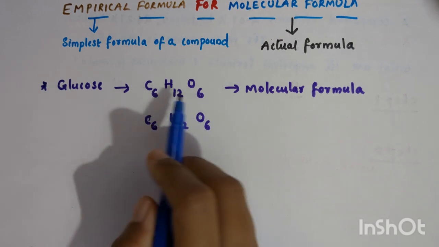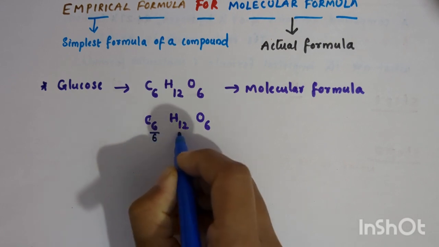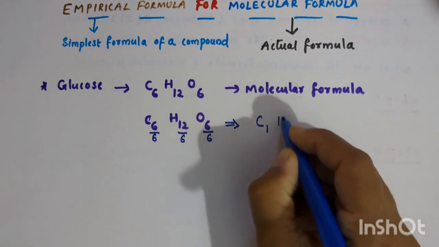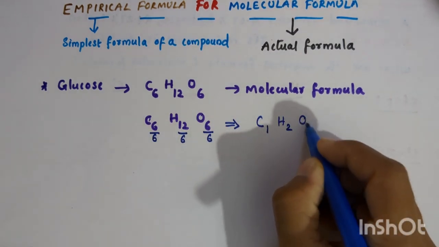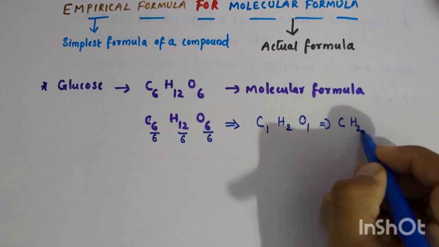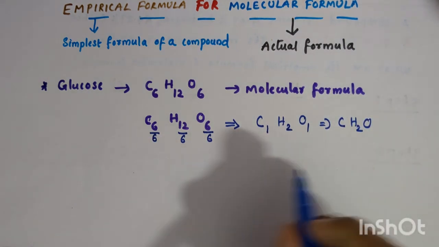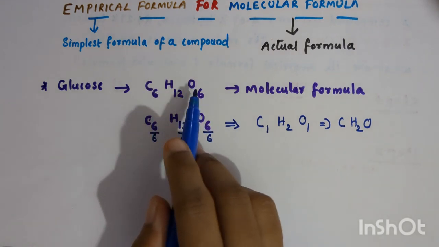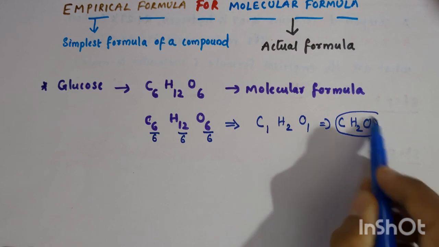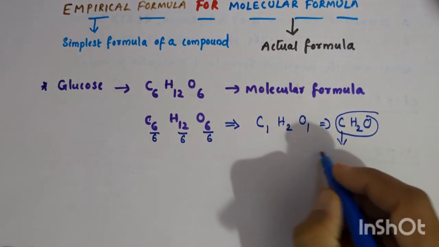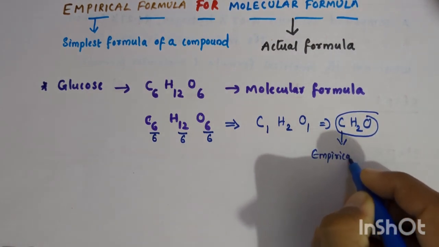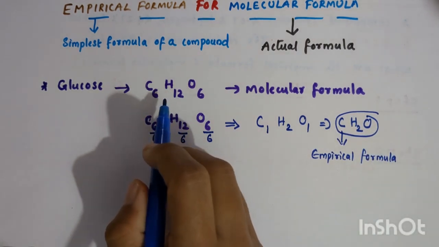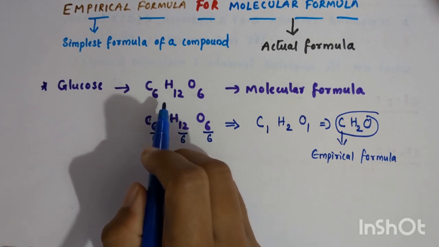So if we divide their subscripts by 6: 6 by 6, 12 by 6, 6 by 6. From this we will get C1, H2 (12 by 6 is 2), O1, or we can write it as CH2O. See, we simplified the molecular formula of glucose from C6H12O6 to CH2O. You see, this simplest formula is the empirical formula of glucose. So C6H12O6 is the actual formula of glucose, which is the molecular formula of glucose.